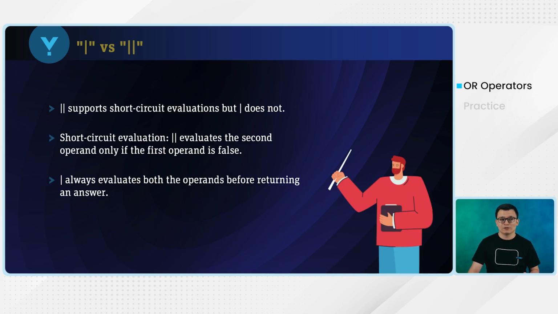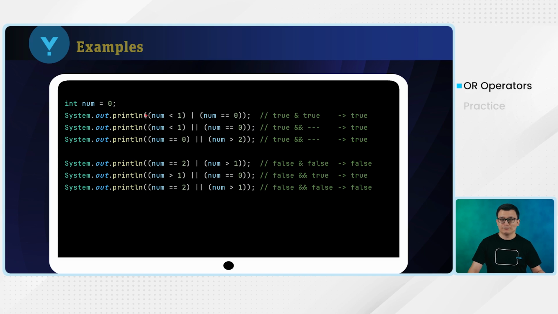Okay, let's take a look at those examples here. In the first print statement, the first expression is true and the second expression is also true, and we are using the bitwise operator. Since both expressions are true, it will return true. Since I'm using the bitwise operator, after the first expression is evaluated to true, the compiler still has to evaluate the second Boolean expression. Okay?